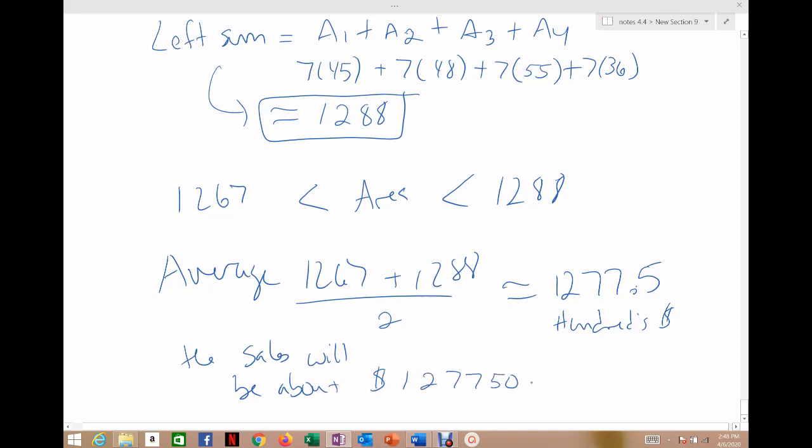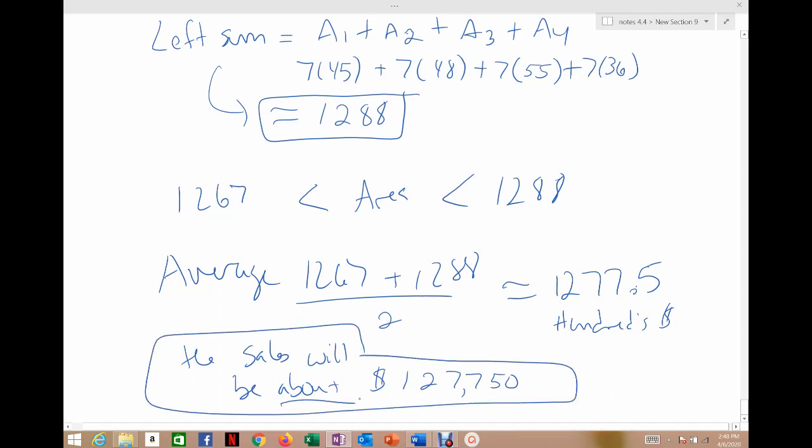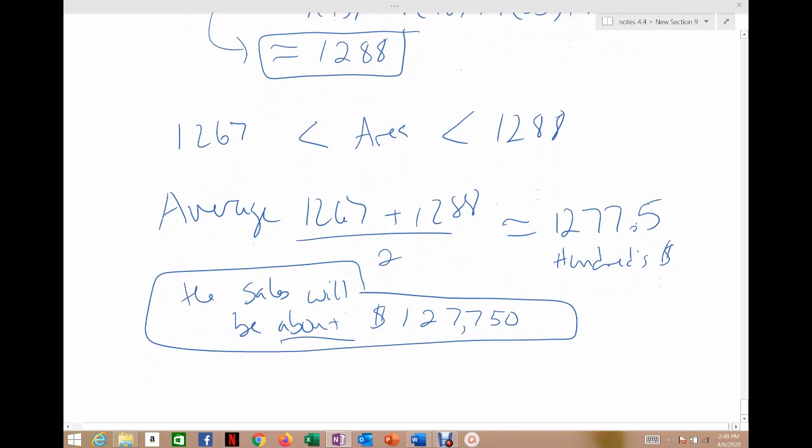All right, about 127,750. All right, that's about, again, it's an estimate, so the term about, that's about how much I would expect them to make in sales over those 28 days. All right, we'll stop there.